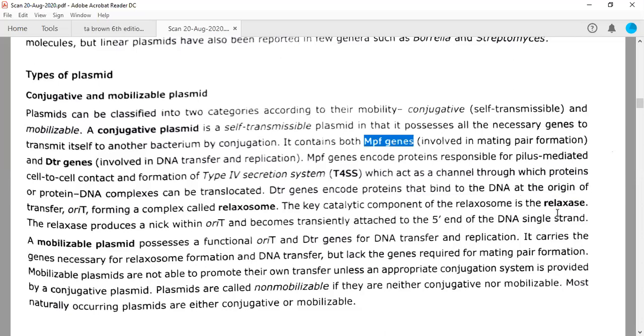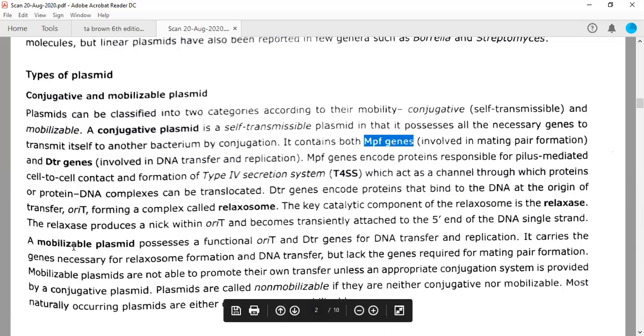and becomes transiently attached to the 5' end of the DNA single strand. Then the single strand will be transferred from one bacterial cell into another, along with this attached protein, that is called relaxase. So relaxase is a kind of enzyme which will produce a nick within the double-stranded DNA. At ORIT specifically, it will recognize the sequence present there and then transiently attach to the 5' end of the DNA single strand, helping the strand to move.